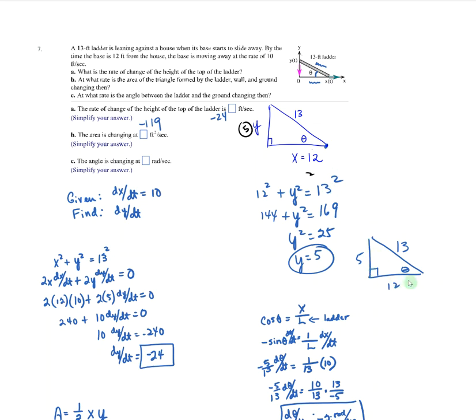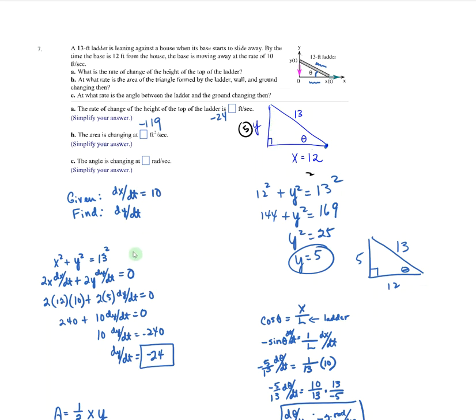So now we have this triangle, 5, 12, 13, theta is here. Let's look at part A, the rate of change of the height of the top of the ladder. So that's here. Given dx/dt is 10, because this piece is changing, it's sliding, at 10 feet per second. We're supposed to find dy/dt. How fast is this coming down?